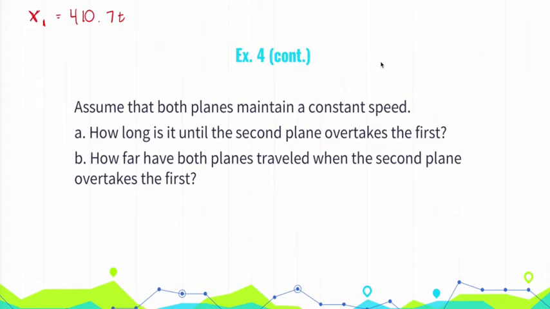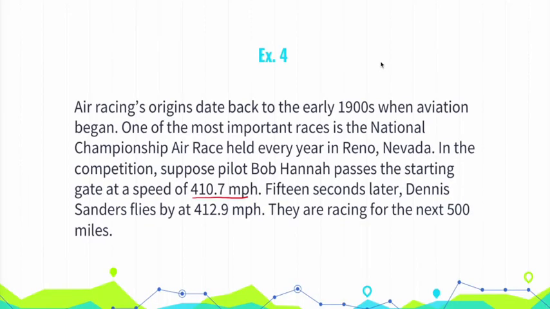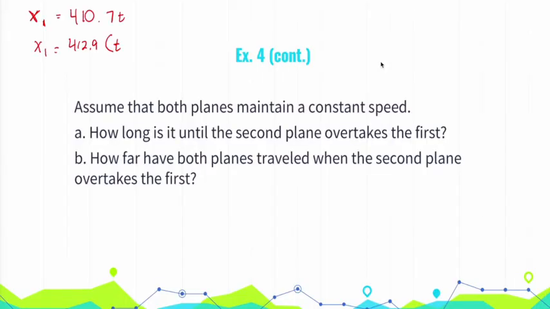t is in hours. The second plane is traveling at 412.9 miles per hour, but the time is a little bit less, right? We're going from where it passes the starting gate. So Dennis Sanders, the second plane, passes the starting gate 15 seconds later. So for the time, we need to subtract 15 seconds.